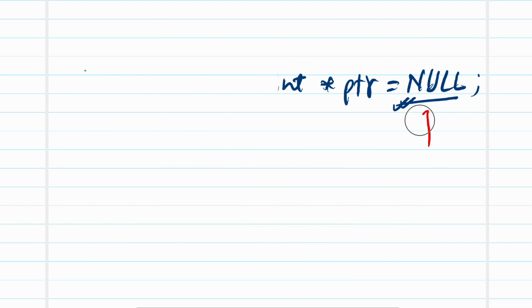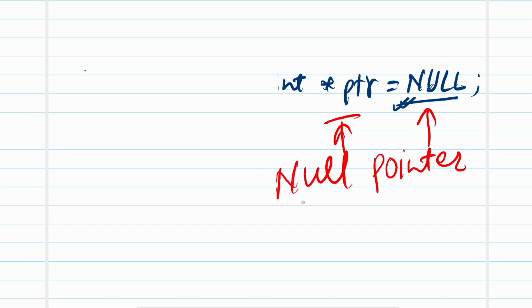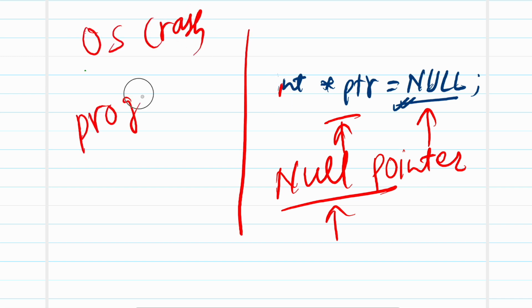And when you assign null to this pointer, then this pointer is known as a null pointer, which is pointing to nothing, which is preventing us from any disaster scenario like an OS crash or system crash or program crash.